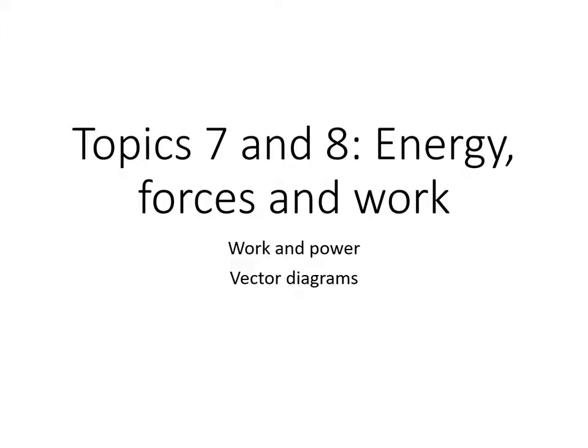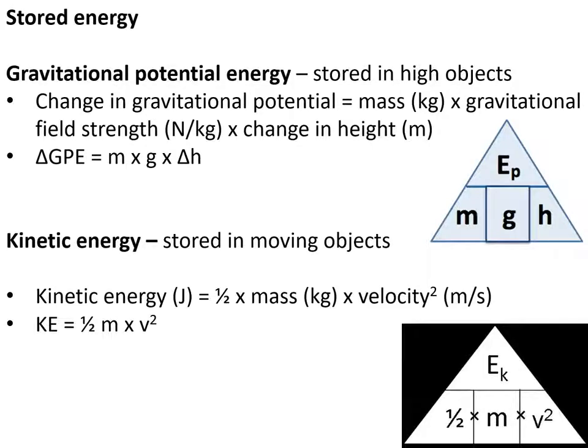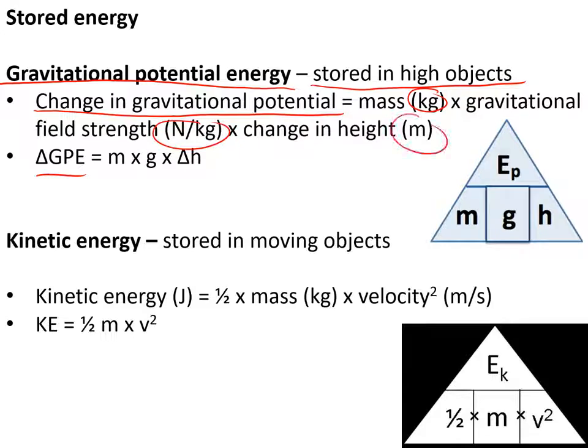Topics 7 and 8 deal with energy, forces and work, where we look mostly at work and power. So stored energy. Gravitational potential energy is energy stored in objects based on their height, and the change in gravitational potential energy, so delta GPE, equals the mass in kilograms times the gravitational field strength times the change in height. So delta GPE equals m times g times delta h. Remember that the delta sign means change. Remember also the gravitational field strength on Earth is 10 newtons per kilogram.